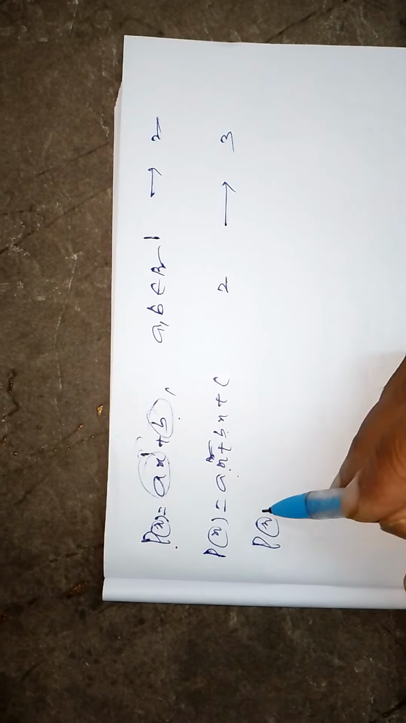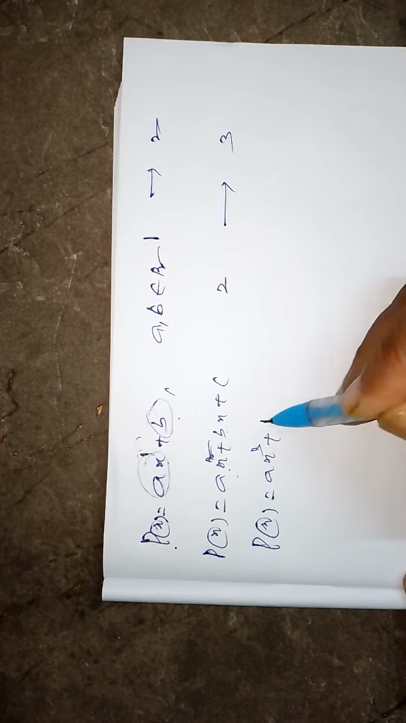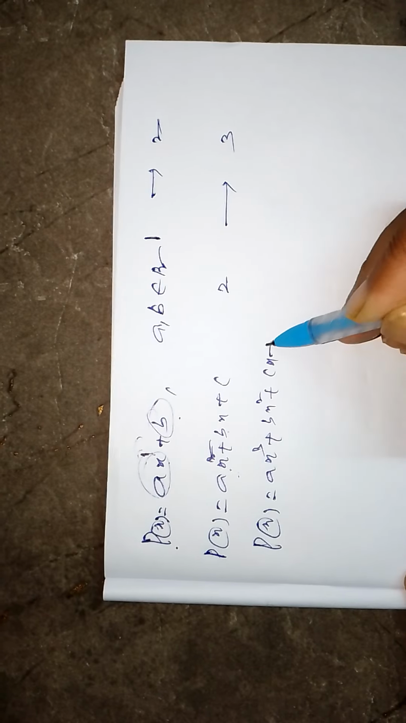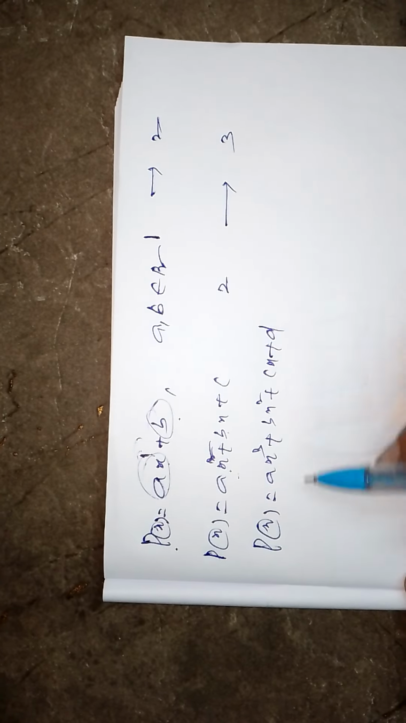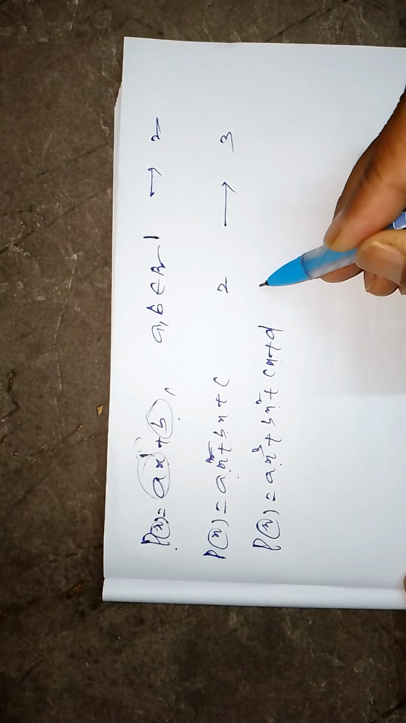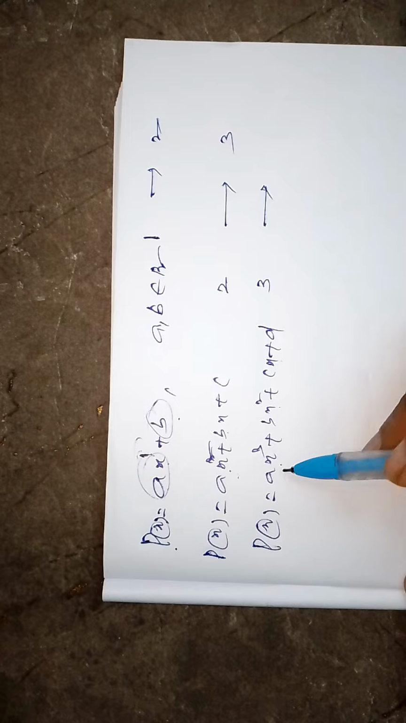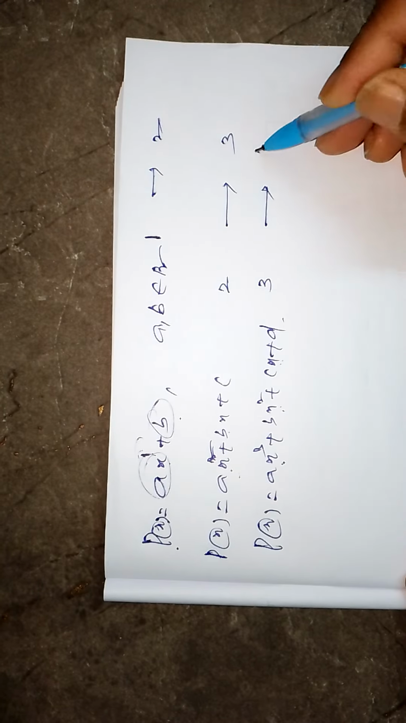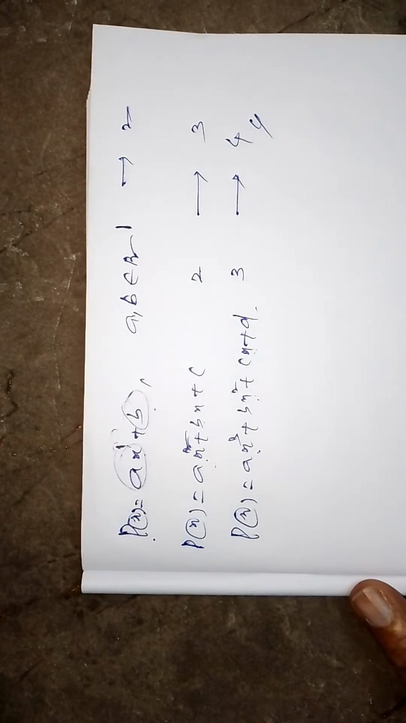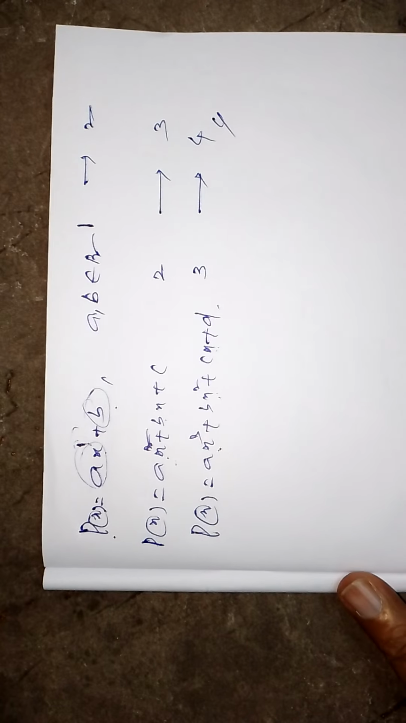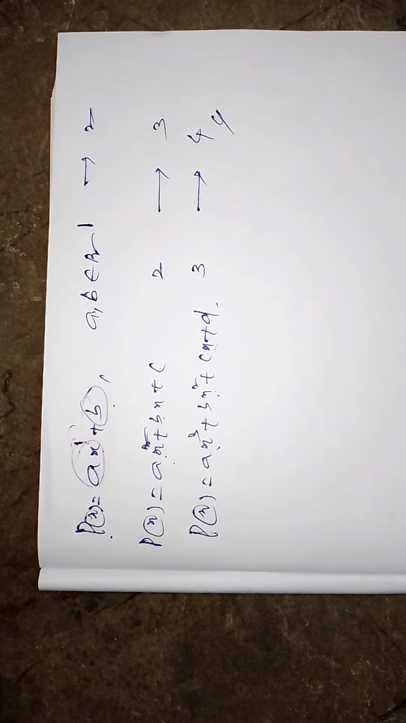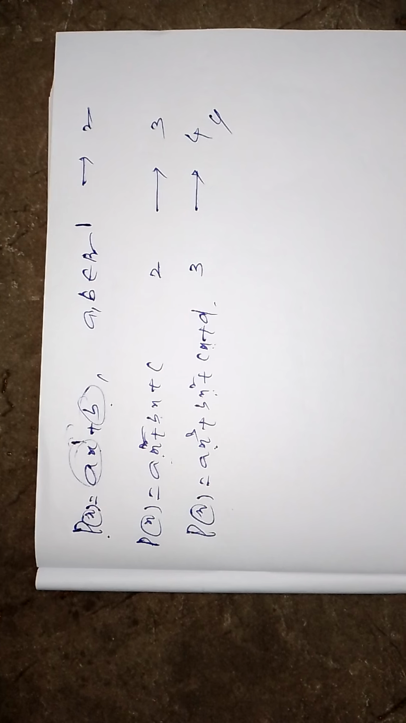I take one more polynomial, ax cubed plus bx squared plus cx plus d. It is a cubic polynomial, which is a complete one. Complete means all the terms are present. The degree is 3, and it consists of 1, 2, 3, 4 terms. So the statement is: whatever the degree of the polynomial, the number of terms in that polynomial is 1 more than its degree.